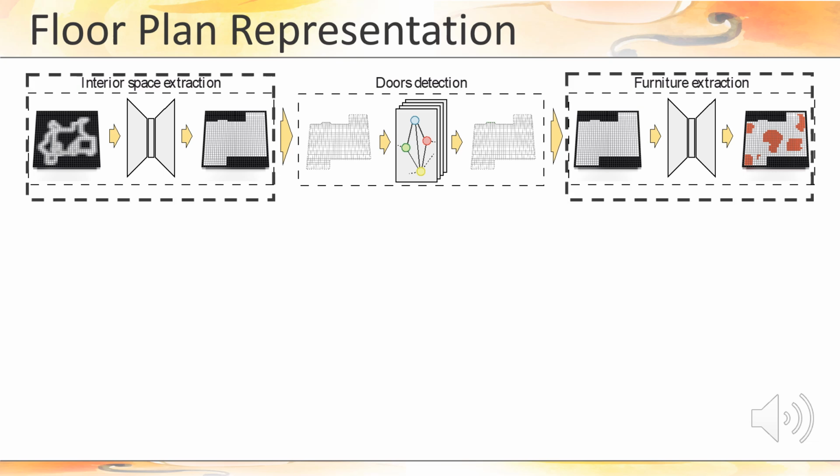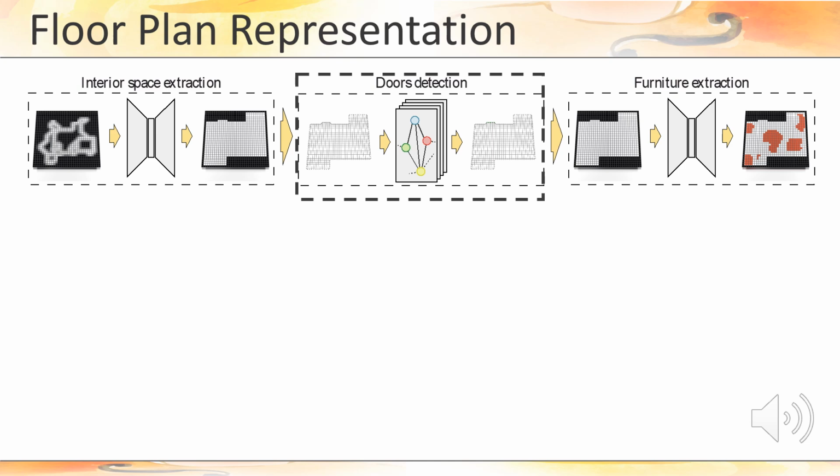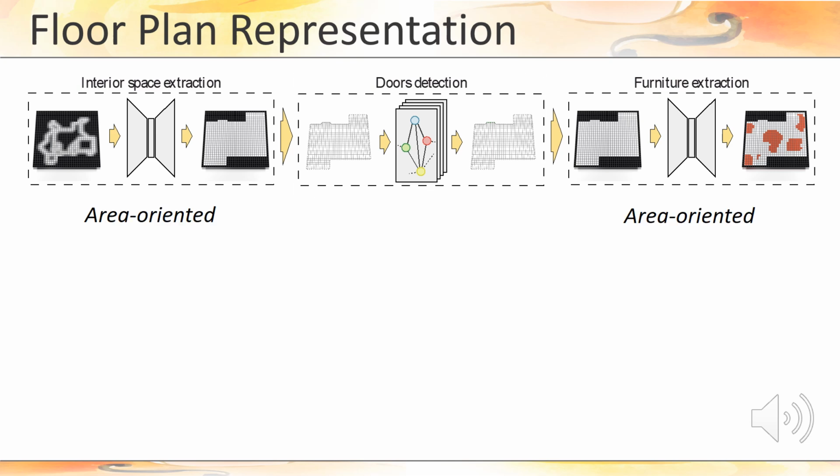The first and the last steps, respectively interior space extraction and furniture extraction, recover information that relates to 2D regions of the floor plan domain, respectively whether such regions lie inside the boundary walls and whether they are occupied by furniture or empty. Whereas the second step, door detection, extracts information defined on the wall boundary, which can be naturally represented as a curve. In other words, the first and the last networks are area-oriented, while the second is boundary-oriented. This suggests that different representations and different network architectures should be used for the 2 problems.